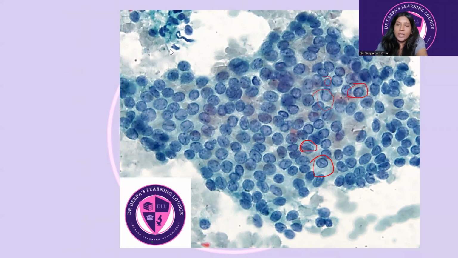When you're evaluating some FNAC smear for PTC, remember that there will be an arborizing pattern around the fibrovascular core at a low magnification. You will definitely see nuclear clearing. You will also be able to see nuclear pseudo-inclusions and grooves. So these together will give you the confidence to report it as PTC, and it has to be reported as Bethesda category 6, malignant, PTC.